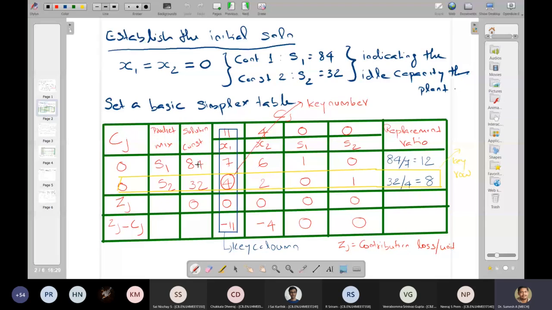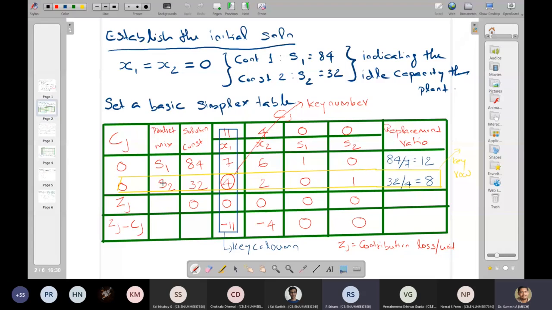So 84 by 7 and 32 by 4. I got 12 and 8. So here the lowest positive value is taken. The lowest positive value 8 corresponds to the second row, where the product mix is S2. So X1 will replace S2 in the next iteration.